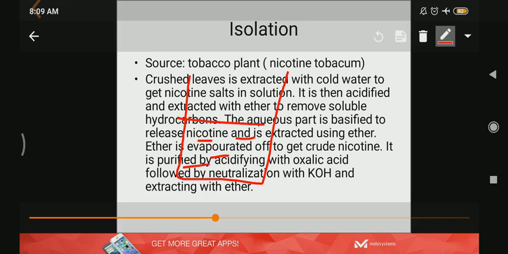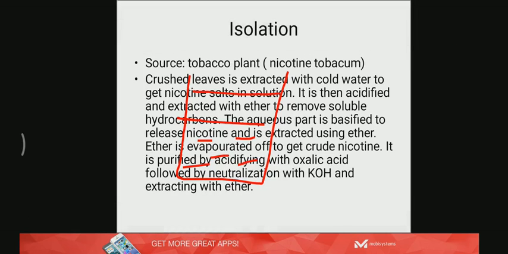So now nicotine is free, as liquid, and then we add ether again and shake it well. So free nicotine will go into the ether layer. Now again it is separated using a separating funnel, and then the ether layer containing nicotine is collected in one beaker, and then ether is evaporated off. It is distilled off, and you get crude nicotine. It will not be that pure. So to purify nicotine, we repeat the process.